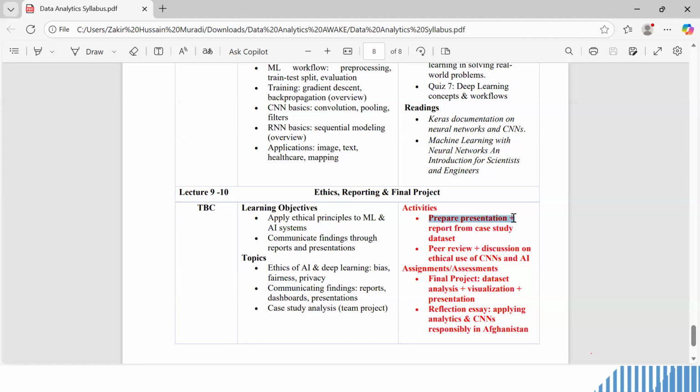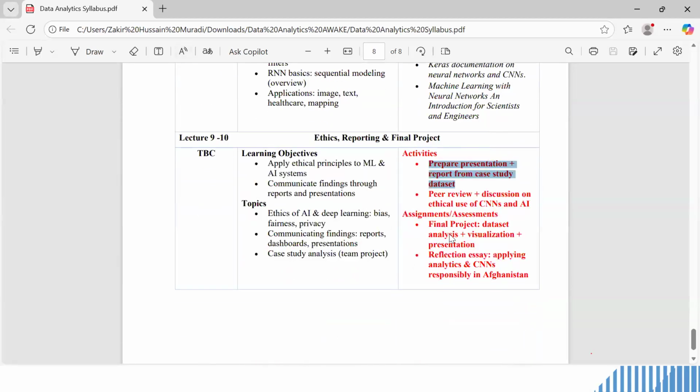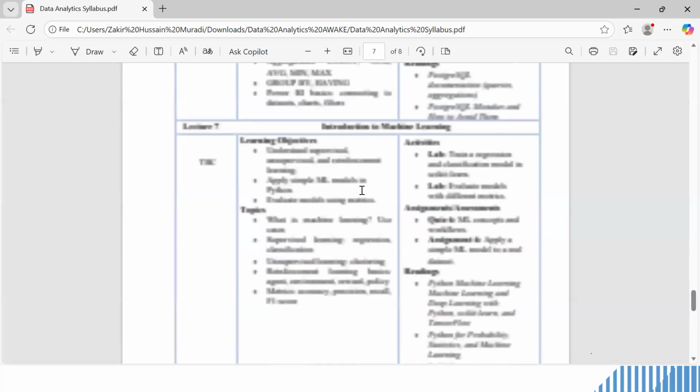You will prepare a presentation, and you will have some data set. I can give you a data set or you can work on your own data set if you have one, and you'll use some of the things that we have already learned in this class. So there will be data set analysis, visualization, and presentation. And this one I will not put for you because it's just reflection essays. Nowadays, no one is writing essays, so I will skip this portion. Instead, you will have your final exam.